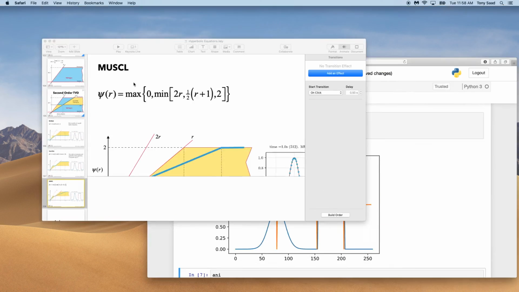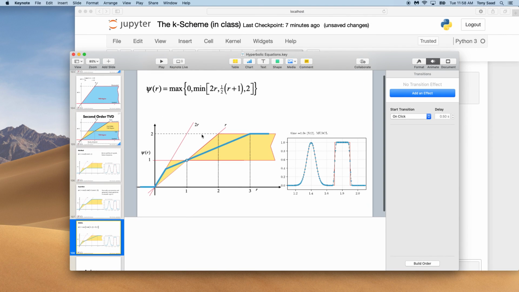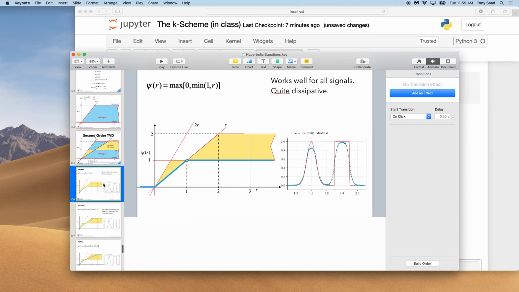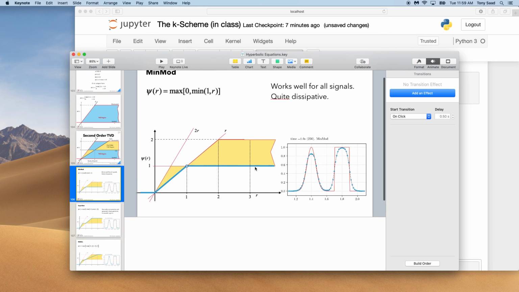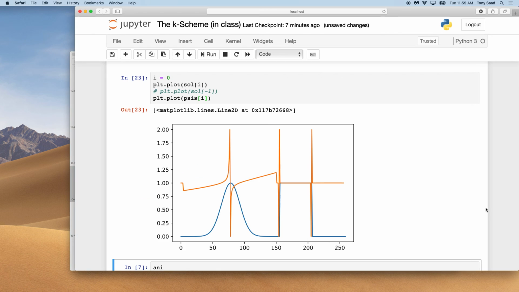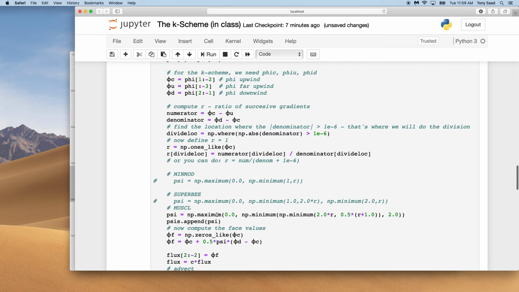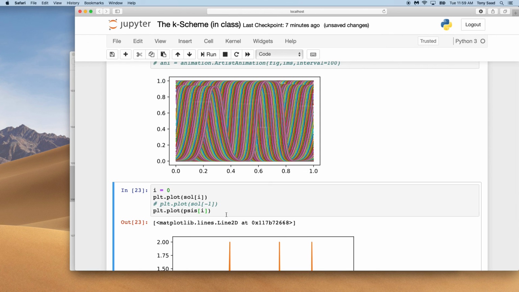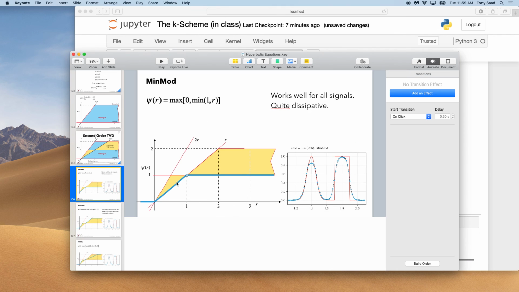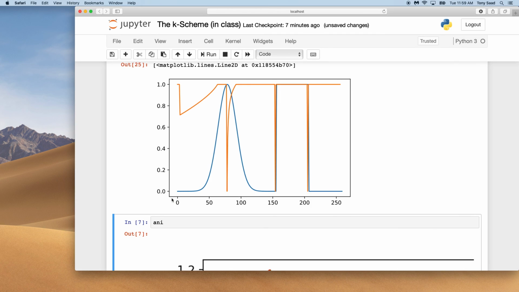So if you look at the MUSCL scheme, or actually, let's do it for the minmod, this is a good exercise. I've actually never done this before. So let's go back to the minmod, okay? The minmod is going to pick the lower boundary. Psi is going to be 1 for all r's greater than 1, it's going to be r between 0 and 1, and for negative r it's going to be 0.